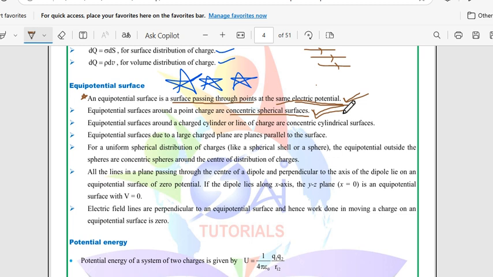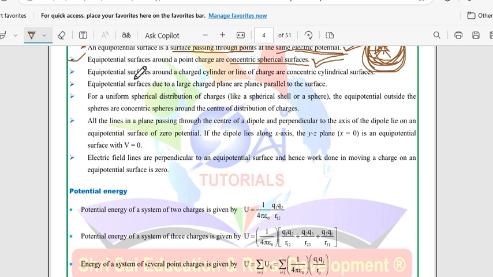What do you mean by concentric? Every surface has a point or origin inside it. Okay, am I right or not? So this surface is concentrated towards that center, the concentrated origin. So equipotential surfaces around a point charge are concentric spherical surfaces. This is the first and foremost important property.